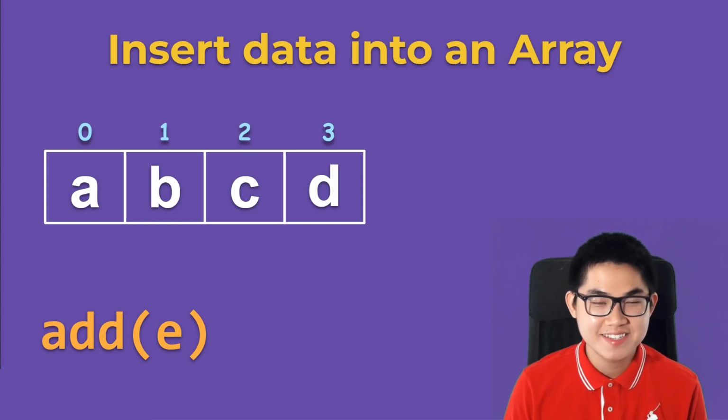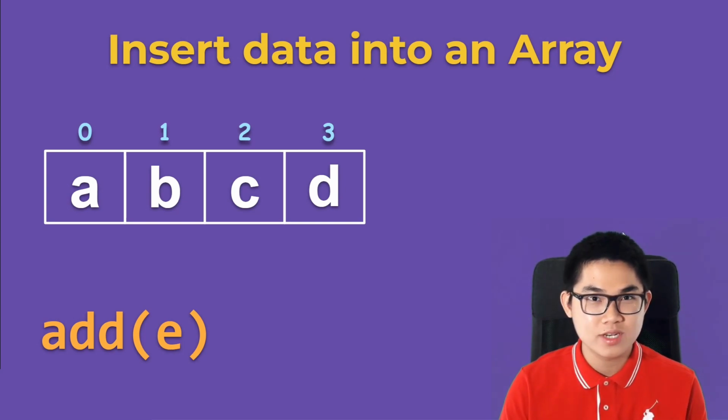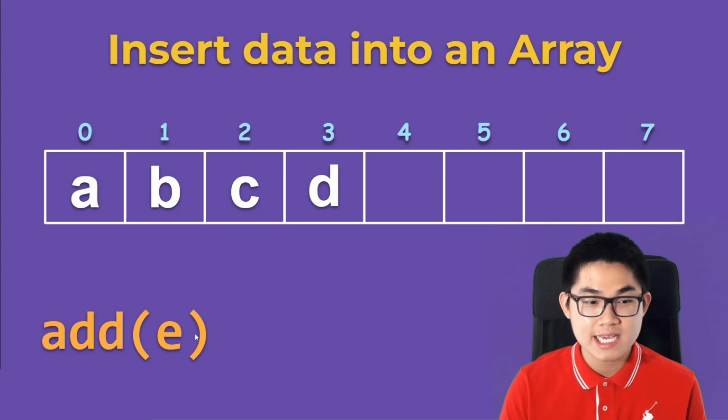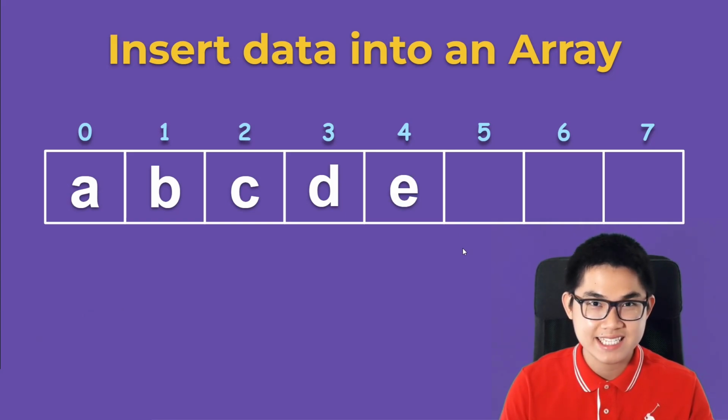Let's do it again. So we want to add the letter E at the end of this array. Well, is there enough space? The answer is no, because the number of letters is 4, and there are 4 squares in this array, indicating that it is full. What we can do here is double the length and insert E into the next available index, which is index 4. And as a result, we now have A, B, C, D, E.